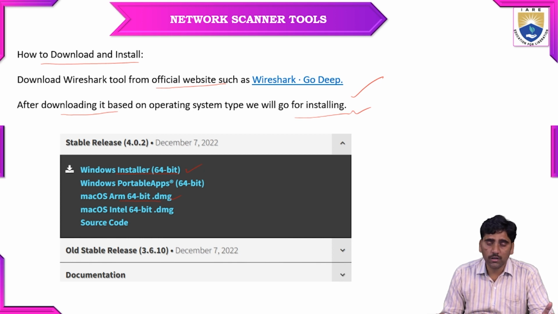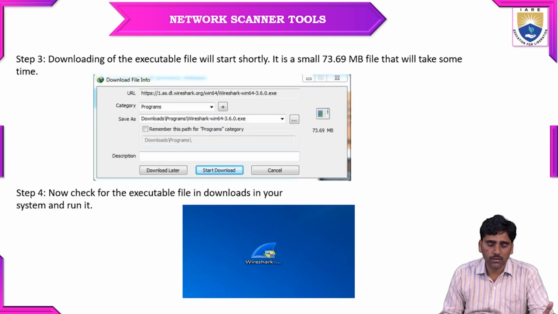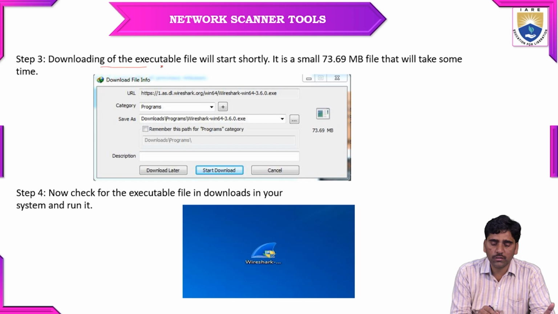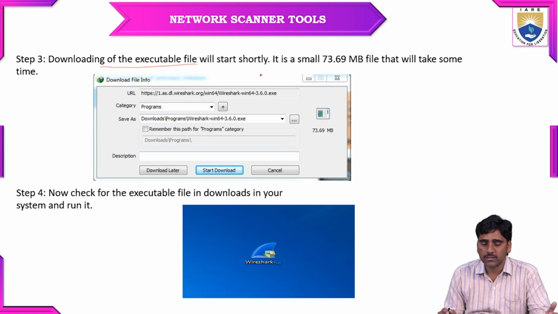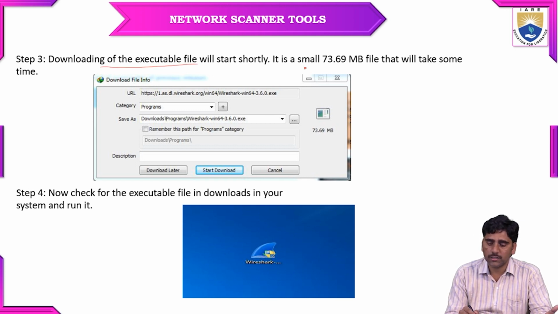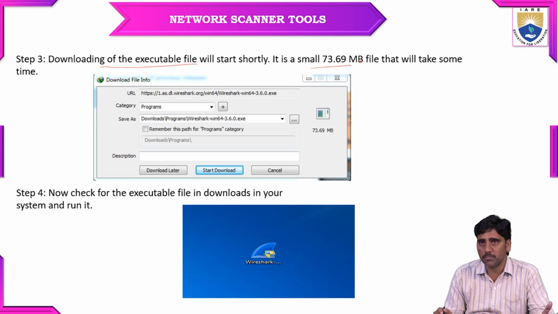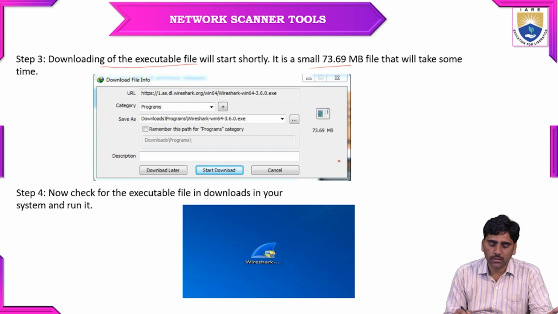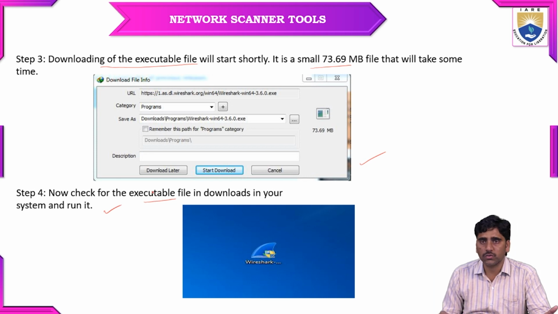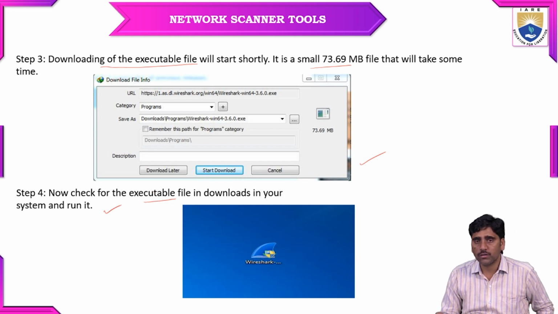After clicking on that Windows installer, the download of the executable file will start shortly, and it is a small 73.69 MB file, so it will take some time. After clicking on start download, check for the executable file in downloads in your system and run it. So we will see how the file is downloaded from the internet.